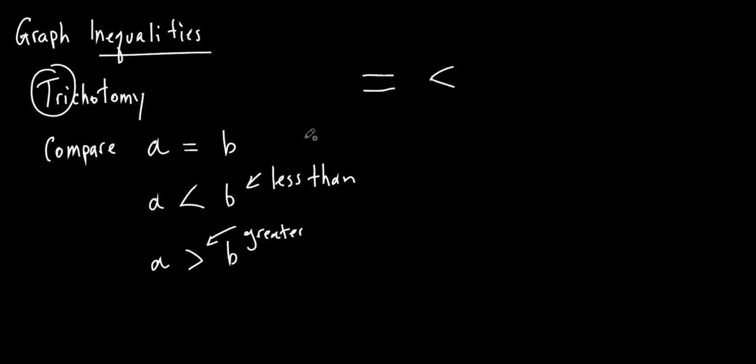This is how they get those symbols. Started off with equal. Why? Because there's an equal distance between those two, right? You go like this. Well, there's less distance between there and what? Greater distance between there. You got it?